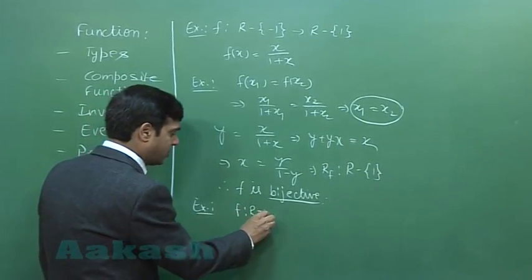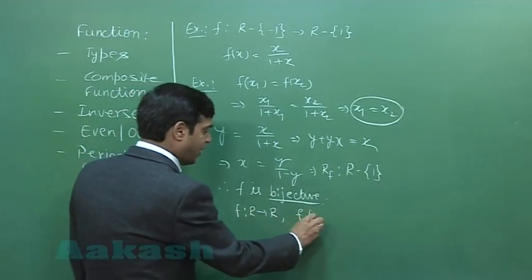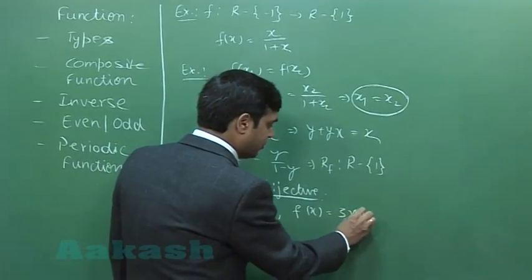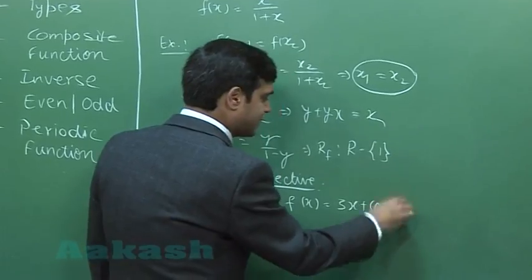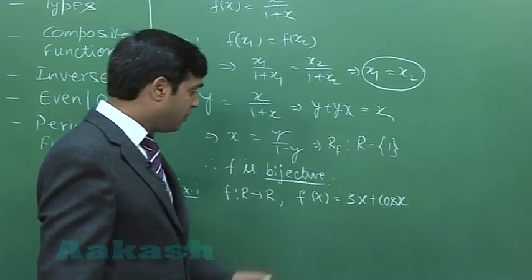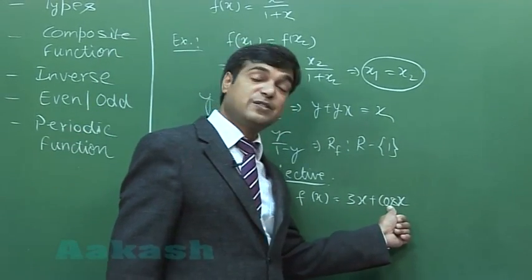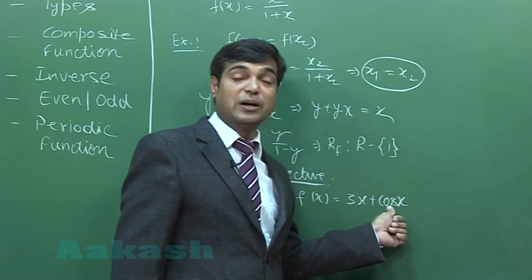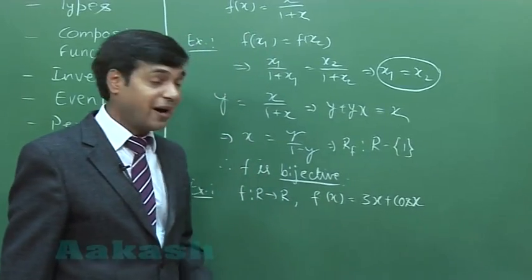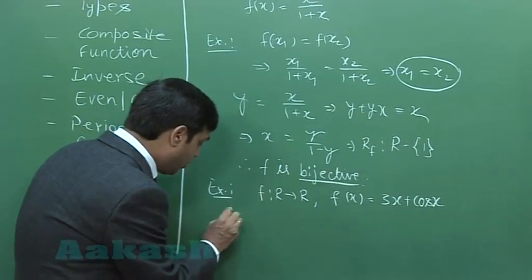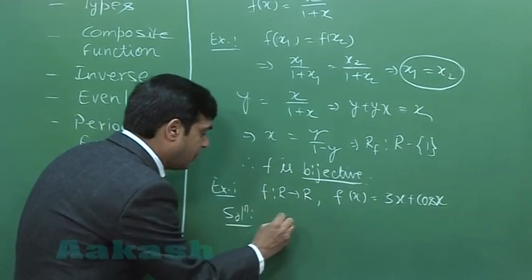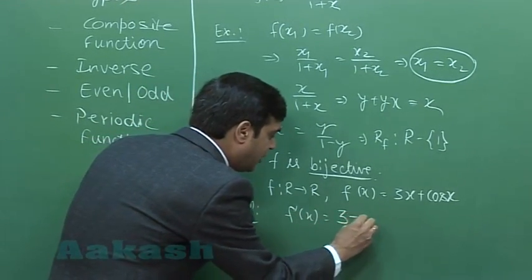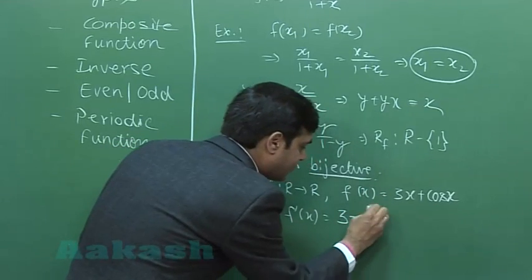Take the next one. f from R to R given by f(x) equals 3x plus cos x. Now here the function involves algebraic as well as trigonometric terms. If I go with the approach f(x1) equals f(x2), I will not be able to conclude it directly. Here what we do is, we find the derivative. It is 3 minus sin x.